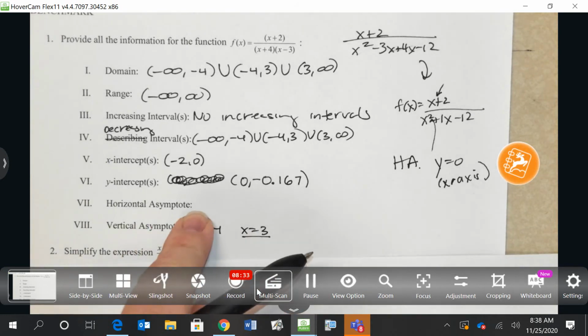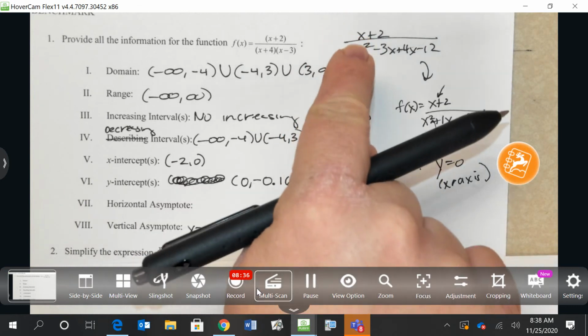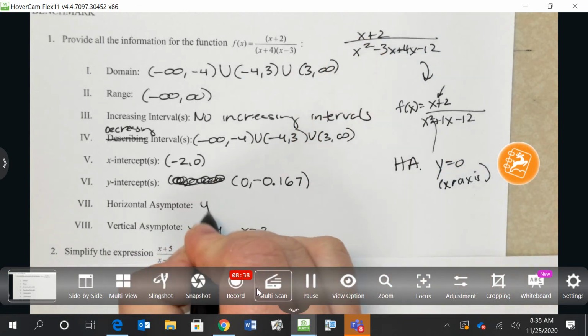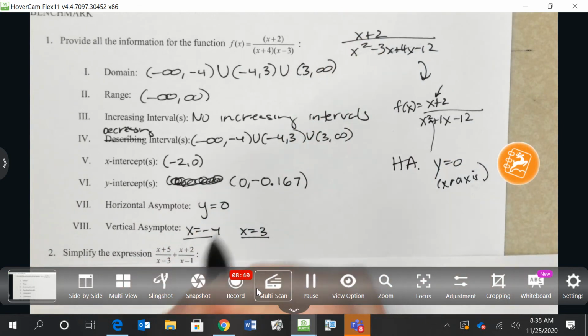Again, why do we have a horizontal asymptote? Because the degree on top is smaller than the degree on the bottom. Then for every situation, when that occurs, you'll always have the equation y equals 0.